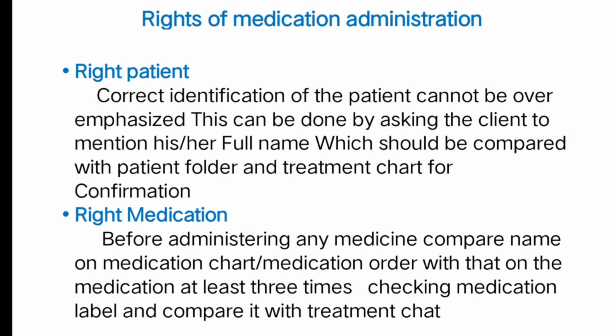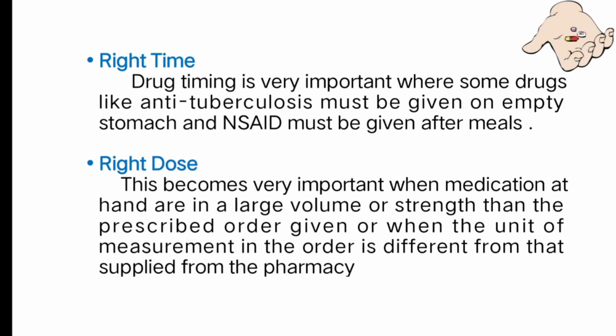So this is the first right of medication, that is right patient. We have to first check the right patient by asking their name and checking with the file. Next is right medication, that is before administration of any medication we have to check the medication thrice. We have seen the 3 checks that have to be done in order to prevent discrepancy in the administration of medications. Next is right time.